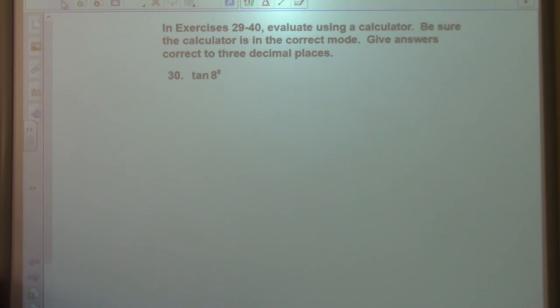Okay, for number 30, we have VC. The answer for 31 is 0.94. Got it.